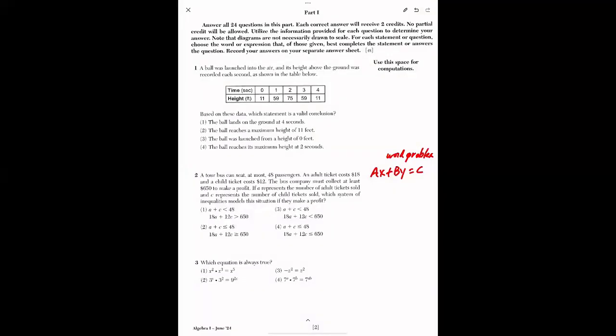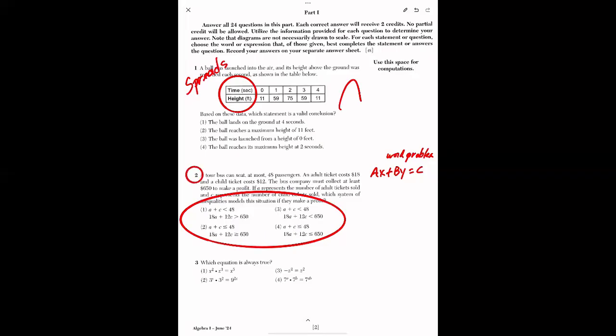First of all, straight away, this is a spreadsheet. You can use the spreadsheet for this and look to see what kind of function it is. It's going to be a quadratic because it's a ball being thrown in the air. But if you use the spreadsheet, it'll help you figure out what your answer is. This one, you have a bunch of inequalities, so you could potentially graph this.